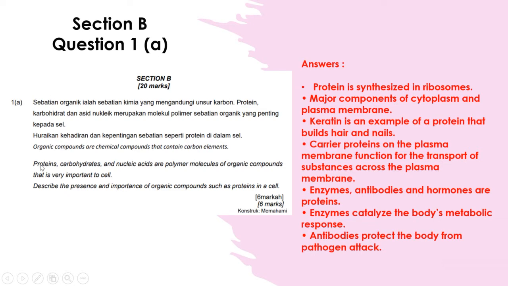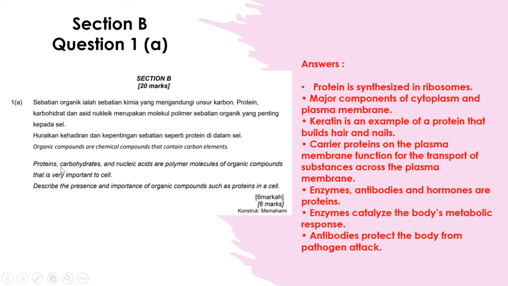1A, organic compounds are chemical compounds that contain carbon element. Organic compounds refer to chemical compounds that contain carbon element. Non-organic refers to chemical compounds that have no carbon element, for example, water. Okay, next we go to the next sentence.